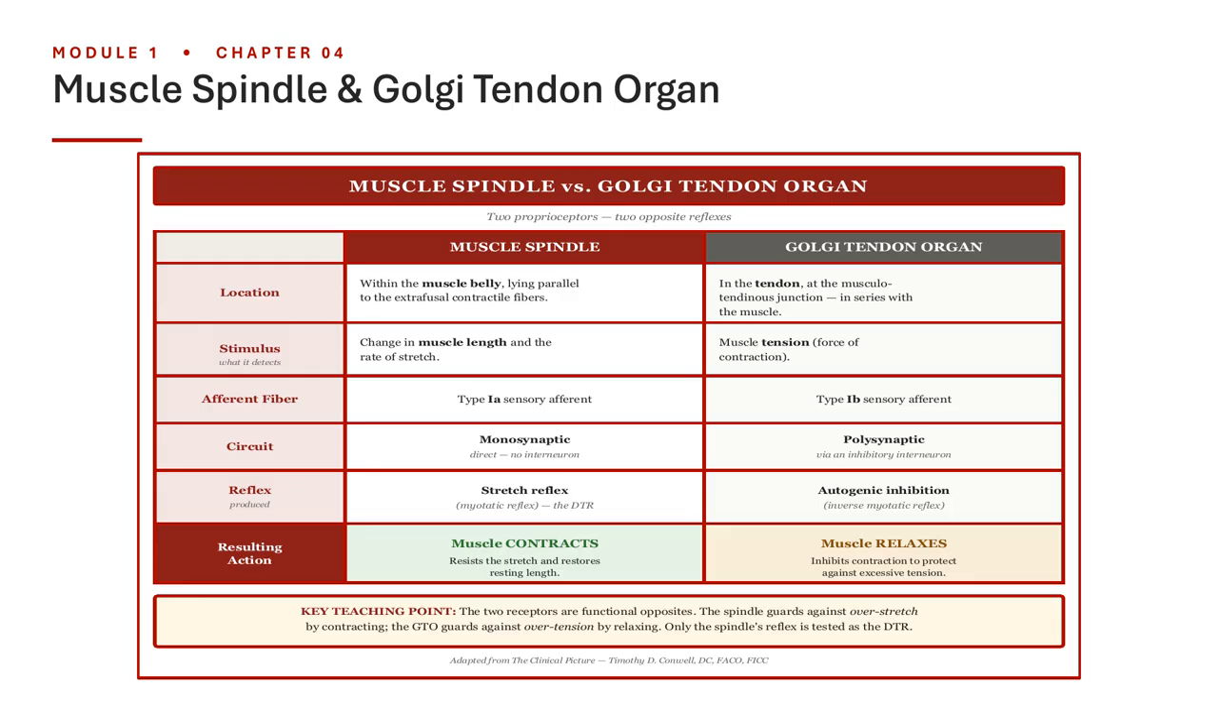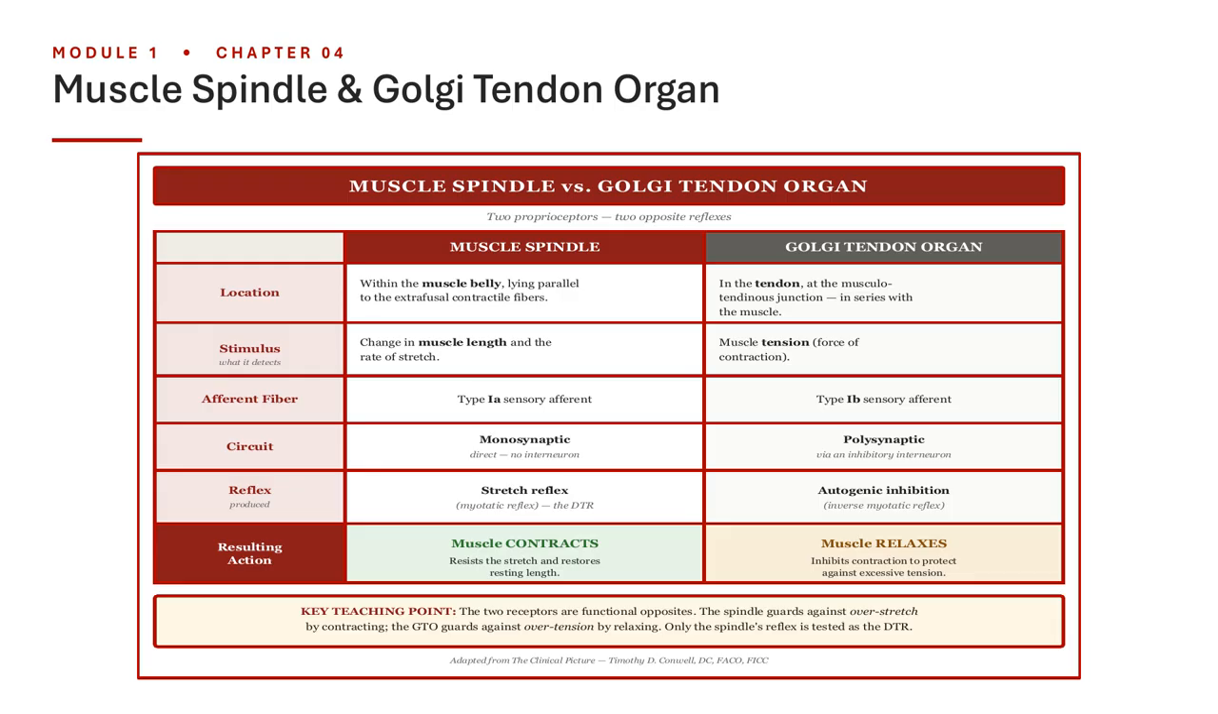Because the spindle is in parallel, it gets stretched when the whole muscle is passively elongated. This makes it ideal for detecting length change. Because the GTO is in series, it gets loaded when the muscle pulls on the tendon during active contraction. This makes it ideal for detecting force.